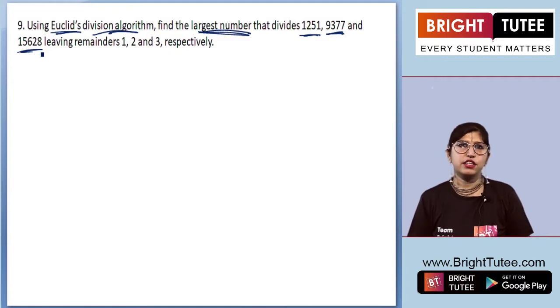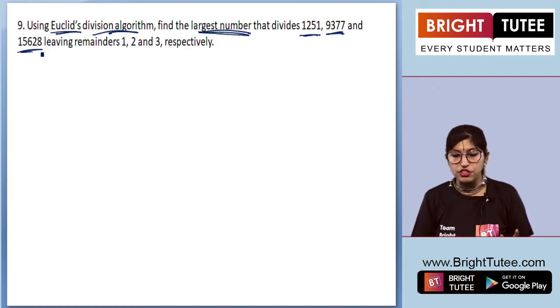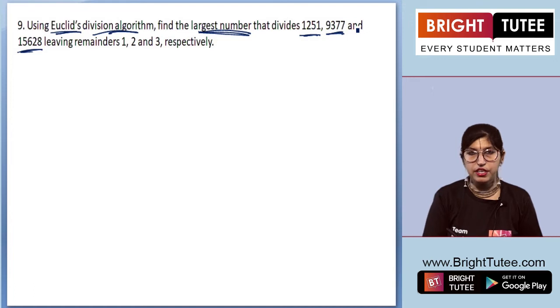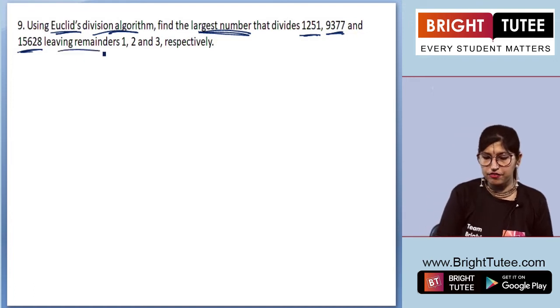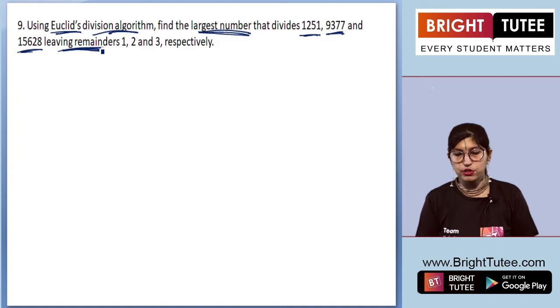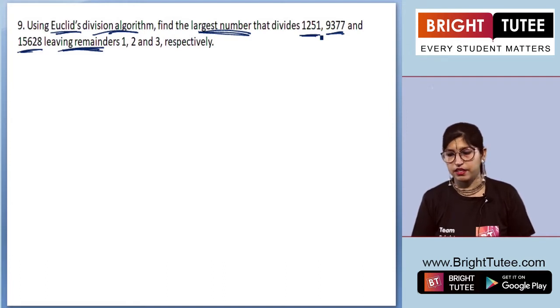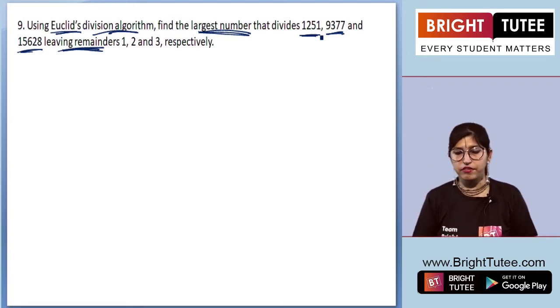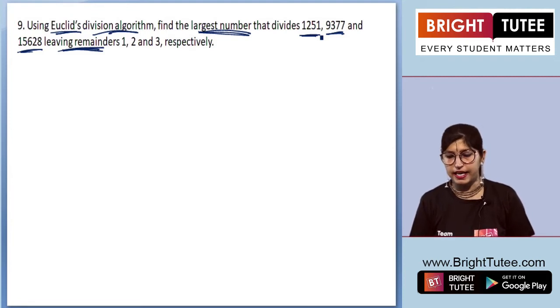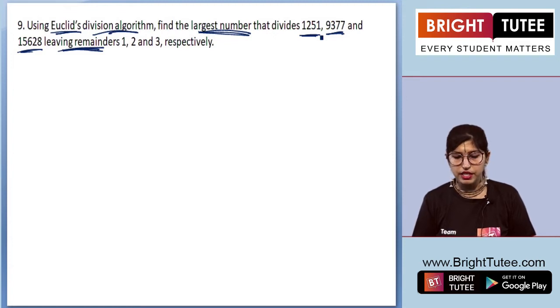Now, let's start the solution of this question. It says that using Euclid's division algorithm, we need to find the largest number that divides these three numbers, but they said that the remainders are 1, 2 and 3 respectively. That means for 1251, remainder 1 is there. For 9377, 2 is the remainder. For the third one, 15,628, we have a remainder 3.